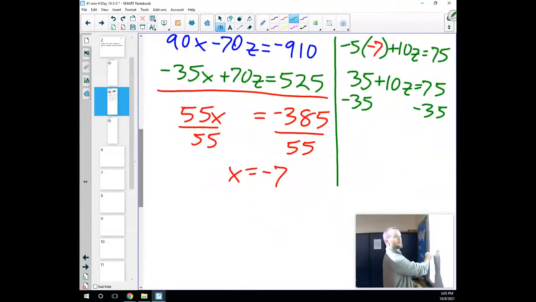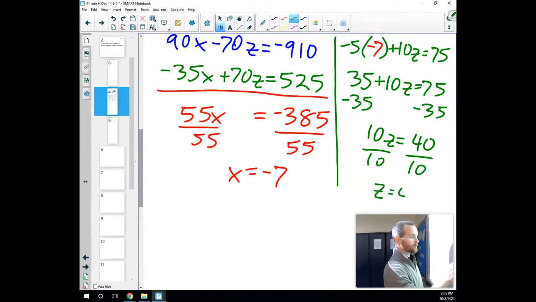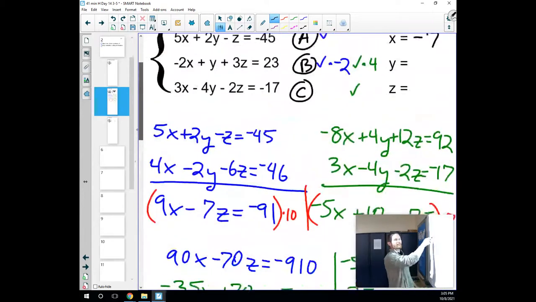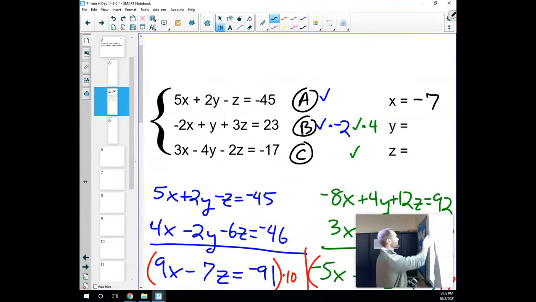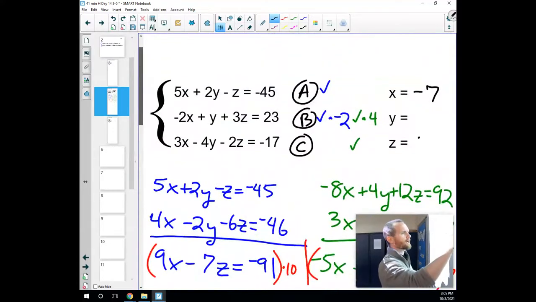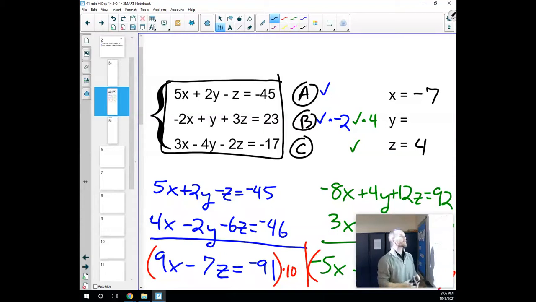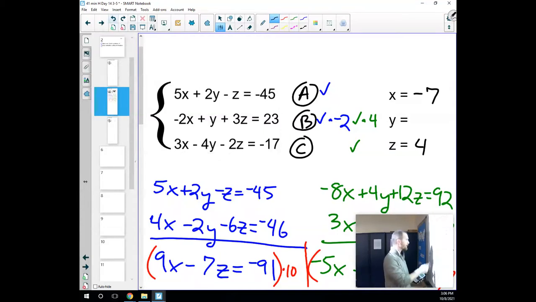Scroll down a little bit. And then we get 10z equals 40. Divide by 10, and we get 4. So z equals 4. And we've got our second answer. Finding that second value is positive 4. Finding the second value is always a lot easier than finding the first one. And finding the third one is even easier, because now that we have -7 and 4, we just plug into any of our original three variable equations.